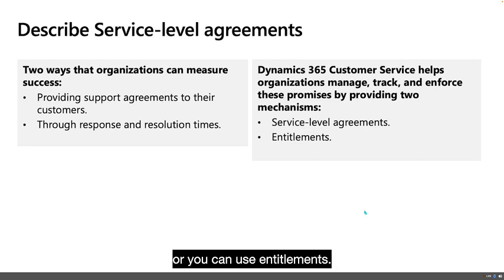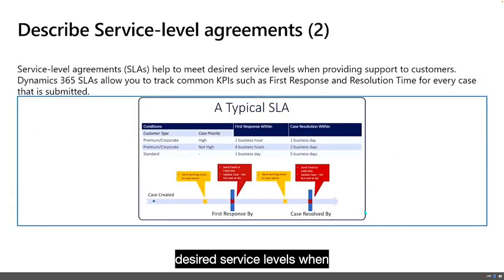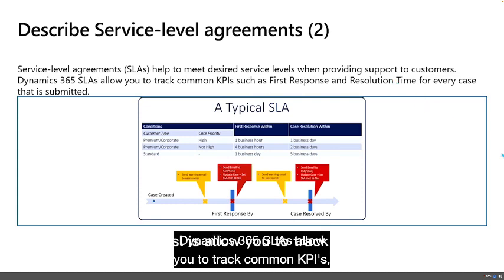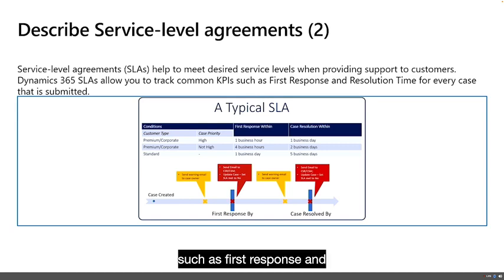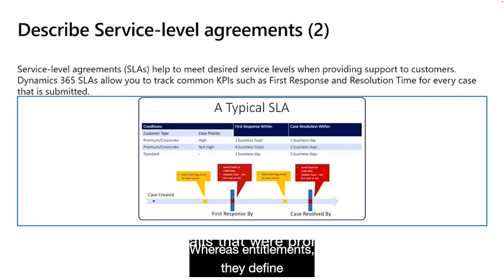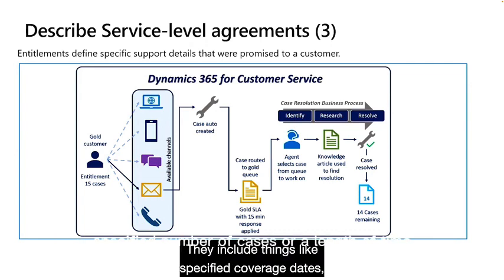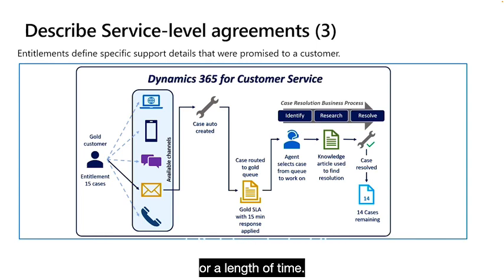Service level agreements help to meet desired service levels when providing support to customers. Dynamics 365 SLAs allow you to track common KPIs, such as first response and resolution time for every case that is submitted. Whereas entitlements define specific support details that were promised to a customer. They include things like specified coverage dates, specified number of cases, or a length of time. So let's take a look at the screen and see how these two come together.